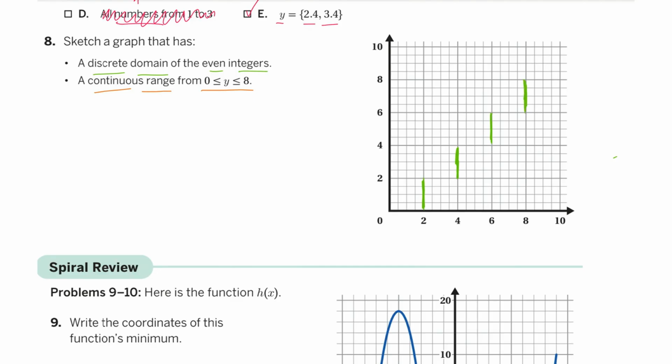And so what this does is I can obviously see it's got a discrete domain because I'm missing all of the values in between 2 and 4, the values in between 4 and 6, and the values between 6 and 8. But the range is continuous because when I look at this, I can see that it's going from 0 to 2 here in the y values, then it picks right up over here and goes from 2 to 4, from 4 to 6, and from 6 to 8. So it's continuous on the range from 0 to 8. Now, this is just one example of the way it could look. There's lots of options, but this makes both of those things true.